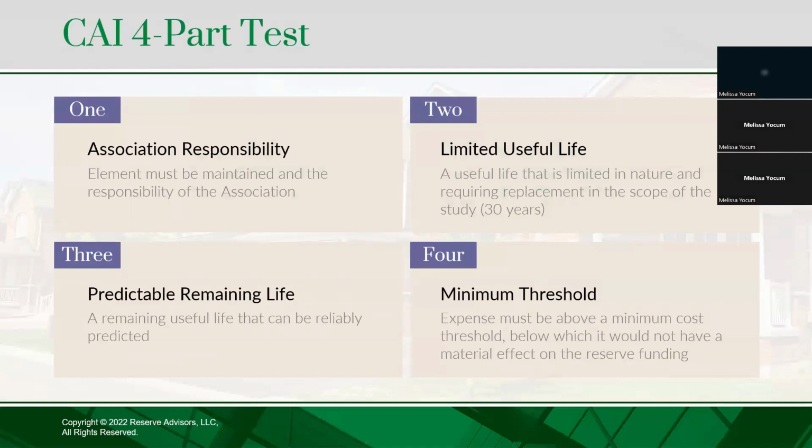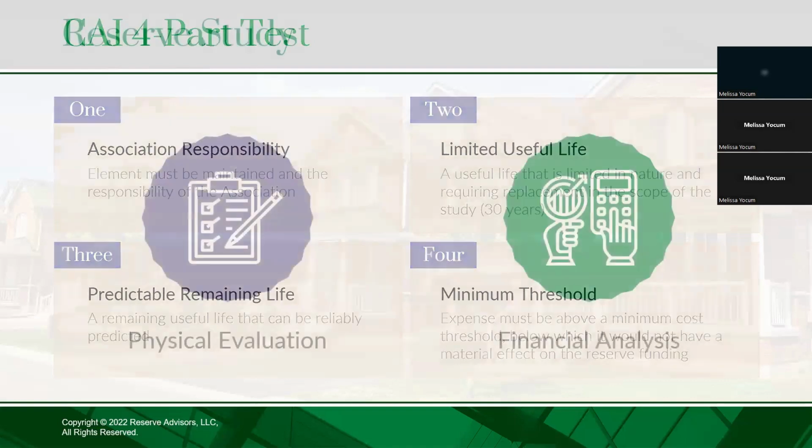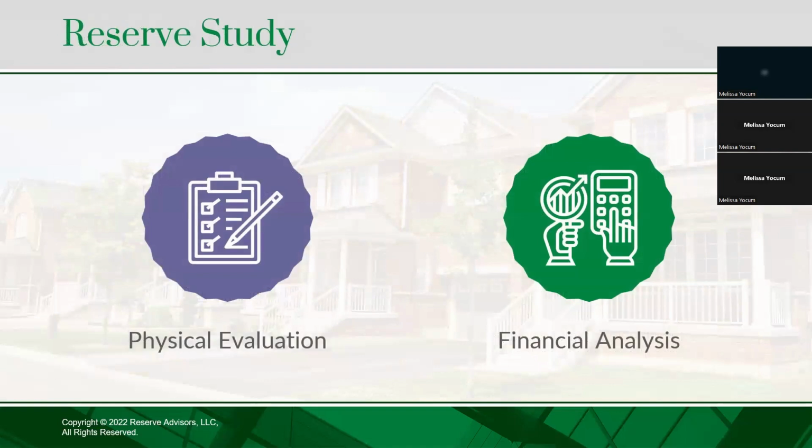So once we've gone through the 4-part test to determine those reserve components, the reserve study really has 2 main parts. And this is again right from CAI standards. There's the physical evaluation, that on-site inspection where we're developing that 30-year expenditure plan. And then there's the financial analysis. So once we have an understanding of those 30-year expenditures, ultimately, how is the association going to pay for that? What is that ideal reserve contribution to pay for those expenditures that were just outlined?